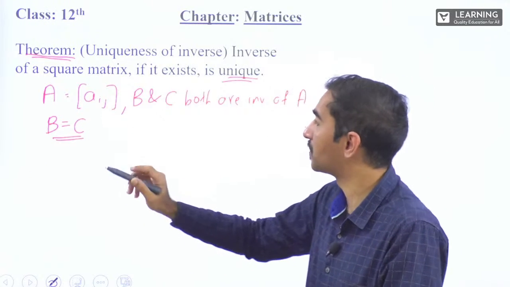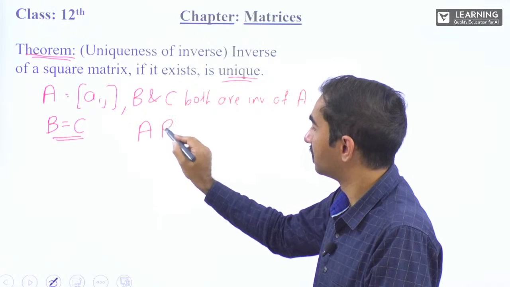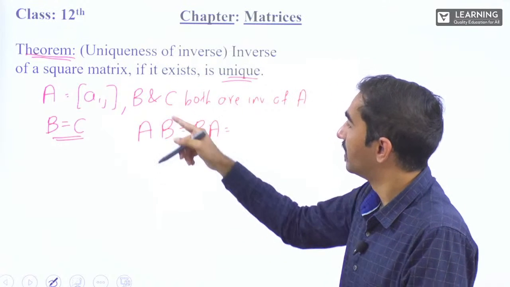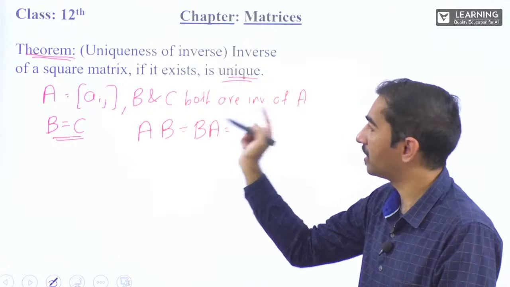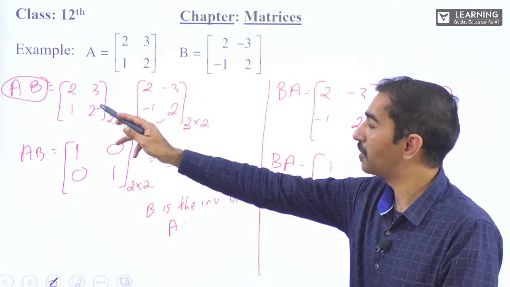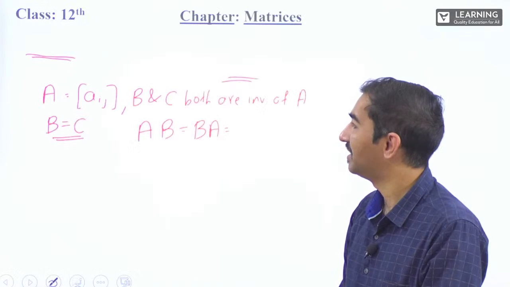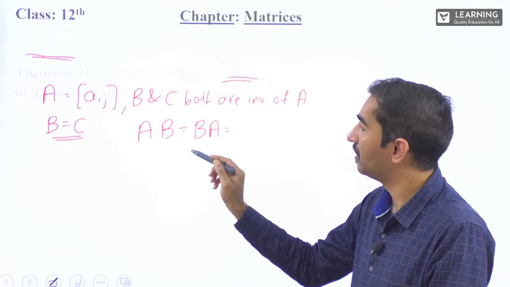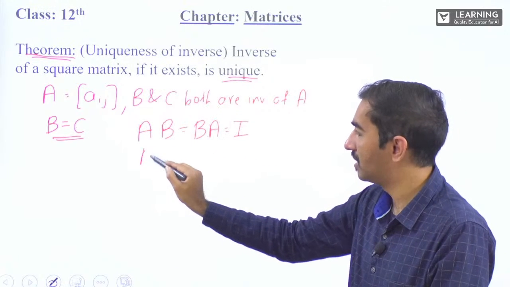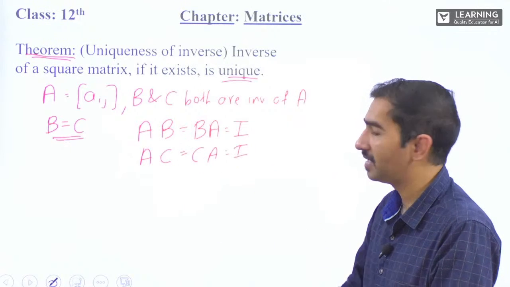So how do we start with this one, students? Here we'll start with A dot B is equal to B dot A is equal to what? B and C both are inverse of matrix A, right? What did we see previously here? If B is the inverse of A, AB will be equal to I. Correct. So A dot B or B dot A will be equal to I. Similarly, C is also the inverse, which means A dot C is equal to C dot A, equal to I again.